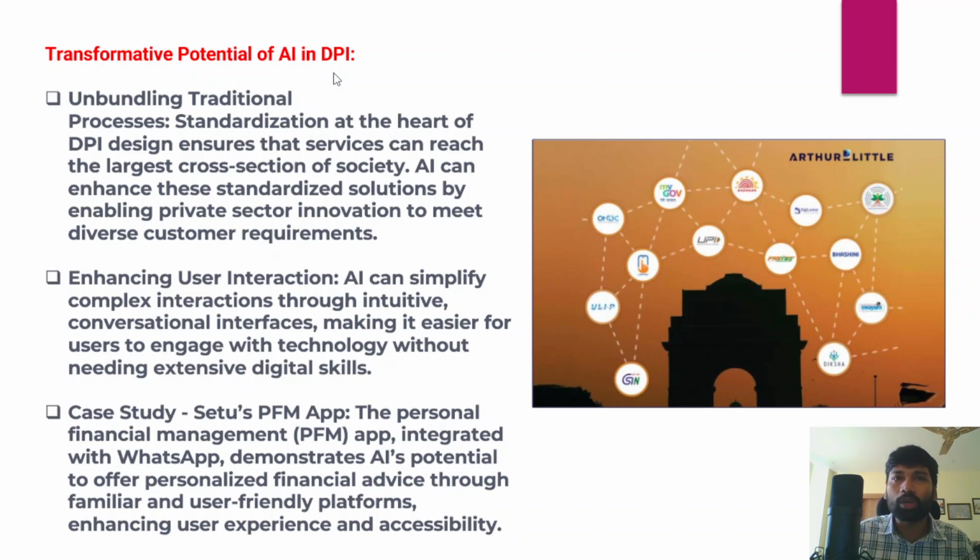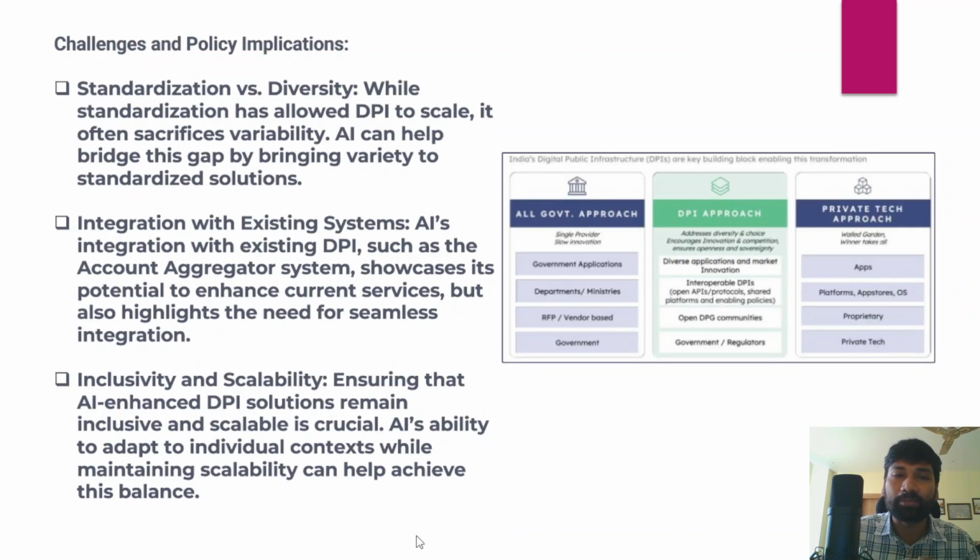So when we talk about one important case study with respect to the digital public infrastructure, Setu is a personal financial management app. This app integrates WhatsApp, and it also demonstrates artificial intelligence technologies to offer personalized financial advice through familiar and user-friendly platforms, and this further enhances the user experience and accessibility. So this is the transformative role that artificial intelligence can play in further enhancing the digital public infrastructure. However, it is not free from challenges.